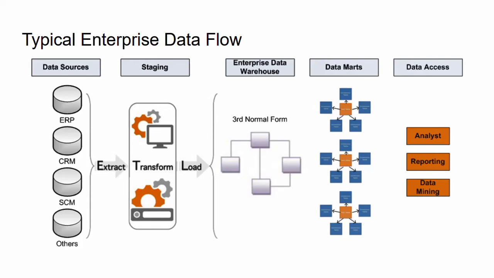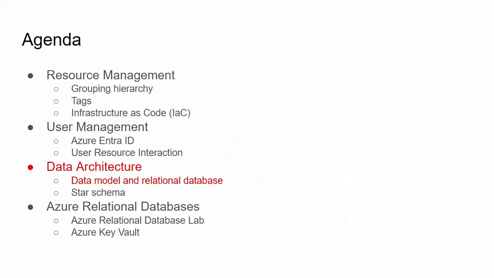Then based on your analytical needs, you will extract pieces of information from a data warehouse and form data marts. One data mart, two data marts, three data marts, each with a different purpose, and send that to final users for analysis. These users can be data analysts, data scientists, reporting specialists, miners. They just read data from the data mart, which is built on top of the enterprise data warehouse. So this is the traditional, typical enterprise data flow.